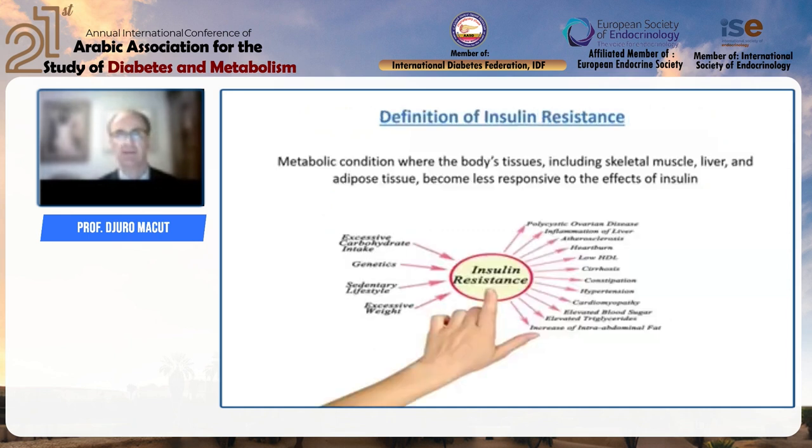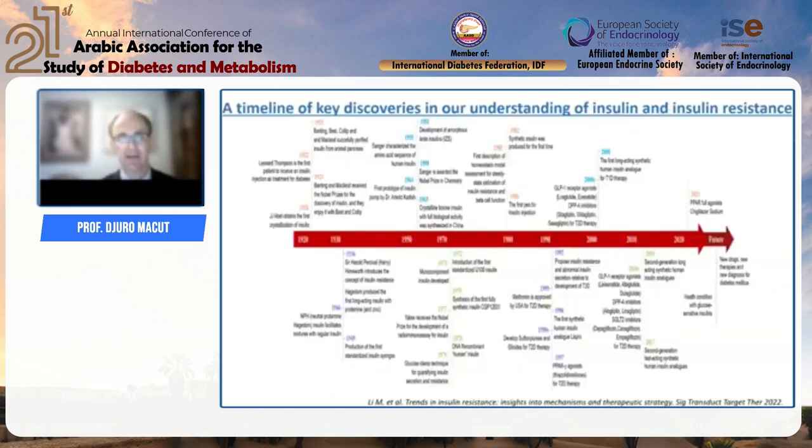If we want to define insulin resistance, we can say that it is a metabolic condition involving different body tissues, like skeletal muscle, liver, and adipose tissue. There are many outcomes related to insulin resistance, presumably type 2 diabetes, polycystic ovarian syndrome, inflammation of the liver, dyslipidemia, cirrhosis, etc. So many things are related to the existence of insulin resistance.